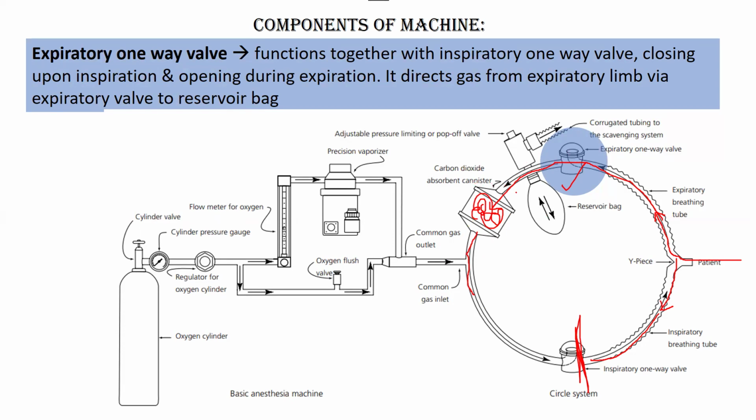and during inspiration the reverse happens, as we have seen in the previous slide. So I hope you have grasped the concept of the expiratory one way valve and inspiratory one way valve. These are basically unidirectional valves, and because of that this is called the expiratory limb and this is called the inspiratory limb.